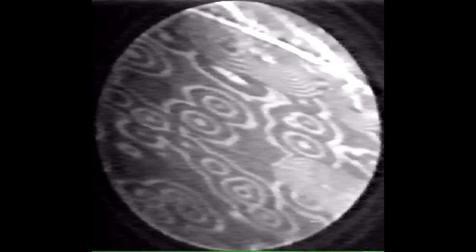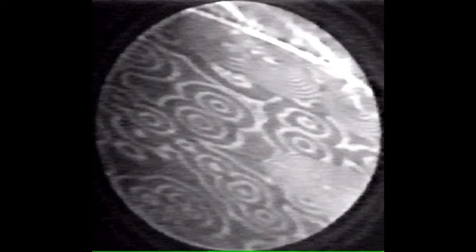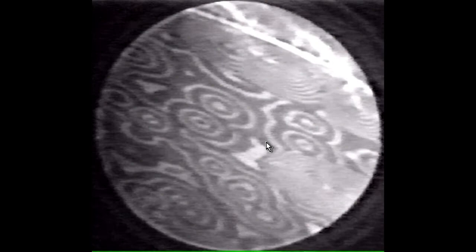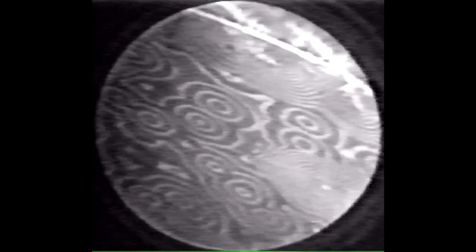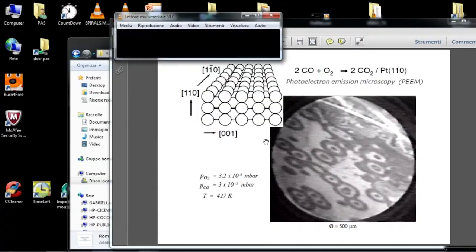If we have a reacting system and there is consumption of one kind of molecule at one part, there will be a gradient of the concentration in the gas phase. And the molecules in the gas phase are very fast, 1,000 meters per second. So the propagation of the information is very fast, and in this way, almost instantaneously, the whole surface will be synchronized. And this can go further.